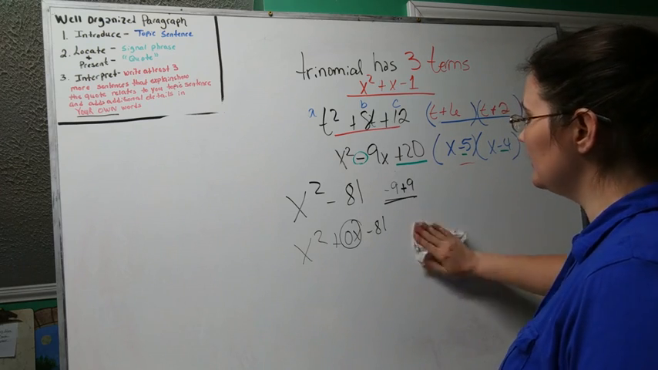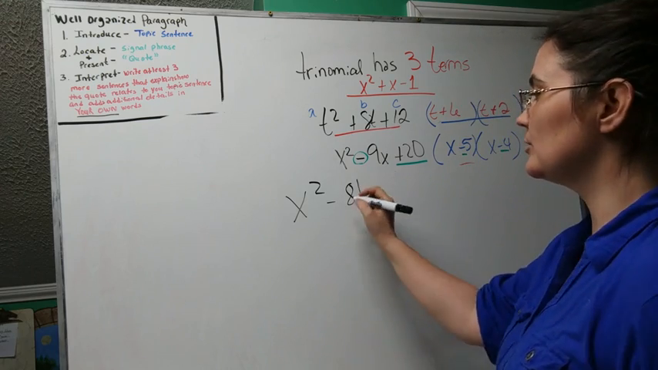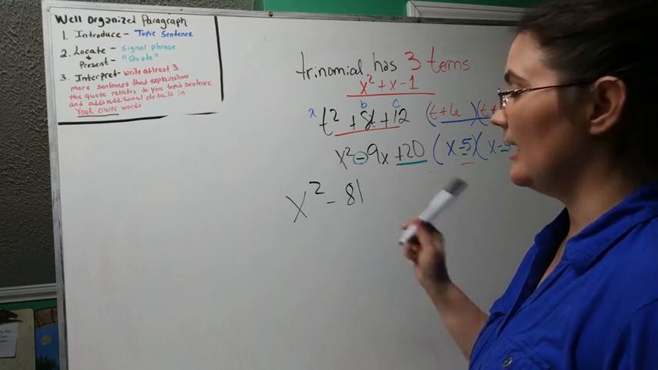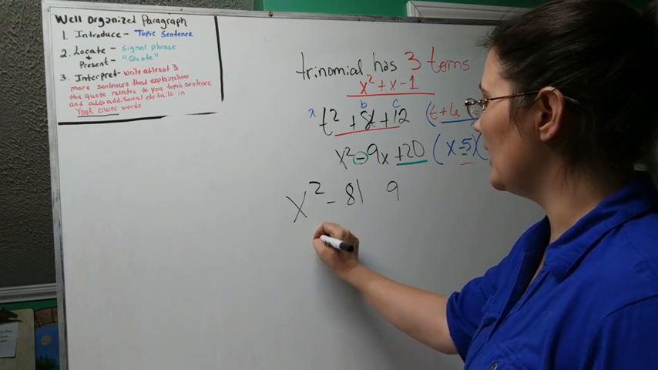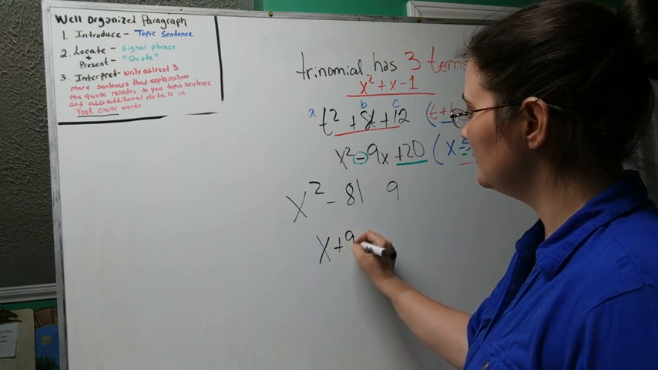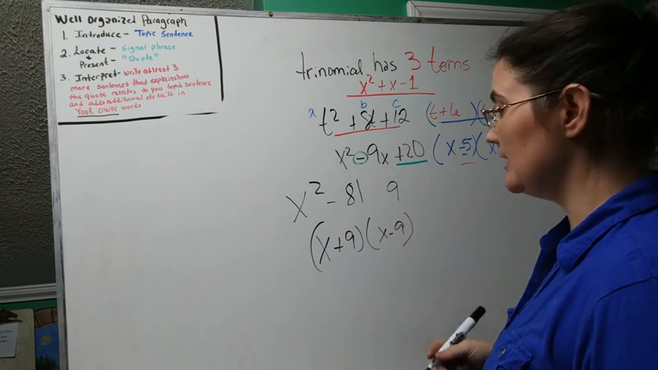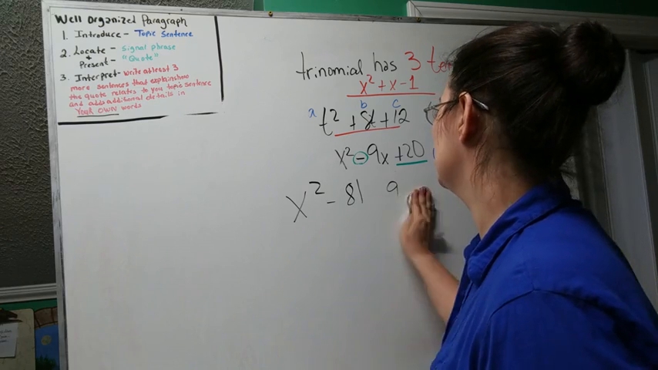So all you're really going to do here is you're going to say, okay, what is the square root of 81? What number can I square and get 81? Can I times it by itself? 9. So you've got x plus 9 and x minus 9. And that's the answer. Okay, it would work with any number that is a perfect square.